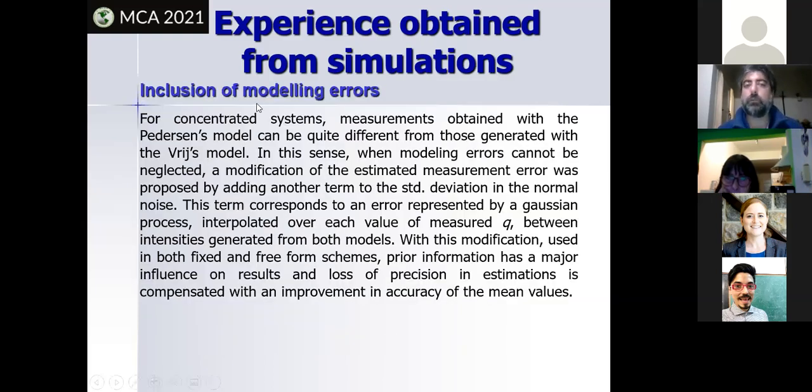How do we include the modeling errors? Well, in the case of concentrated systems, these modeling errors cannot be neglected, so we add a term to the standard deviation in the normal noise. This term corresponds to an error represented by a Gaussian process interpolated over each value of measure Q between the intensity generated from both models.